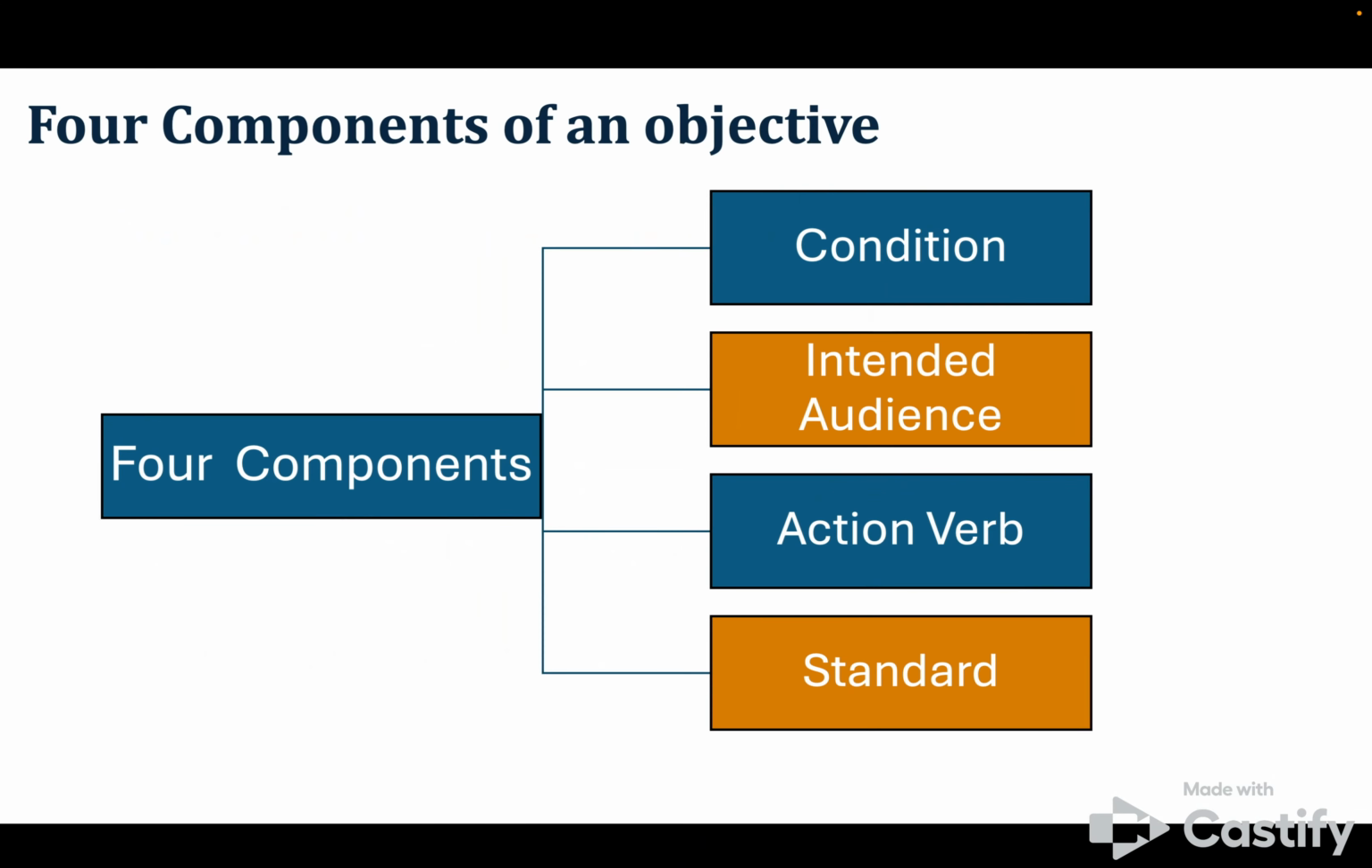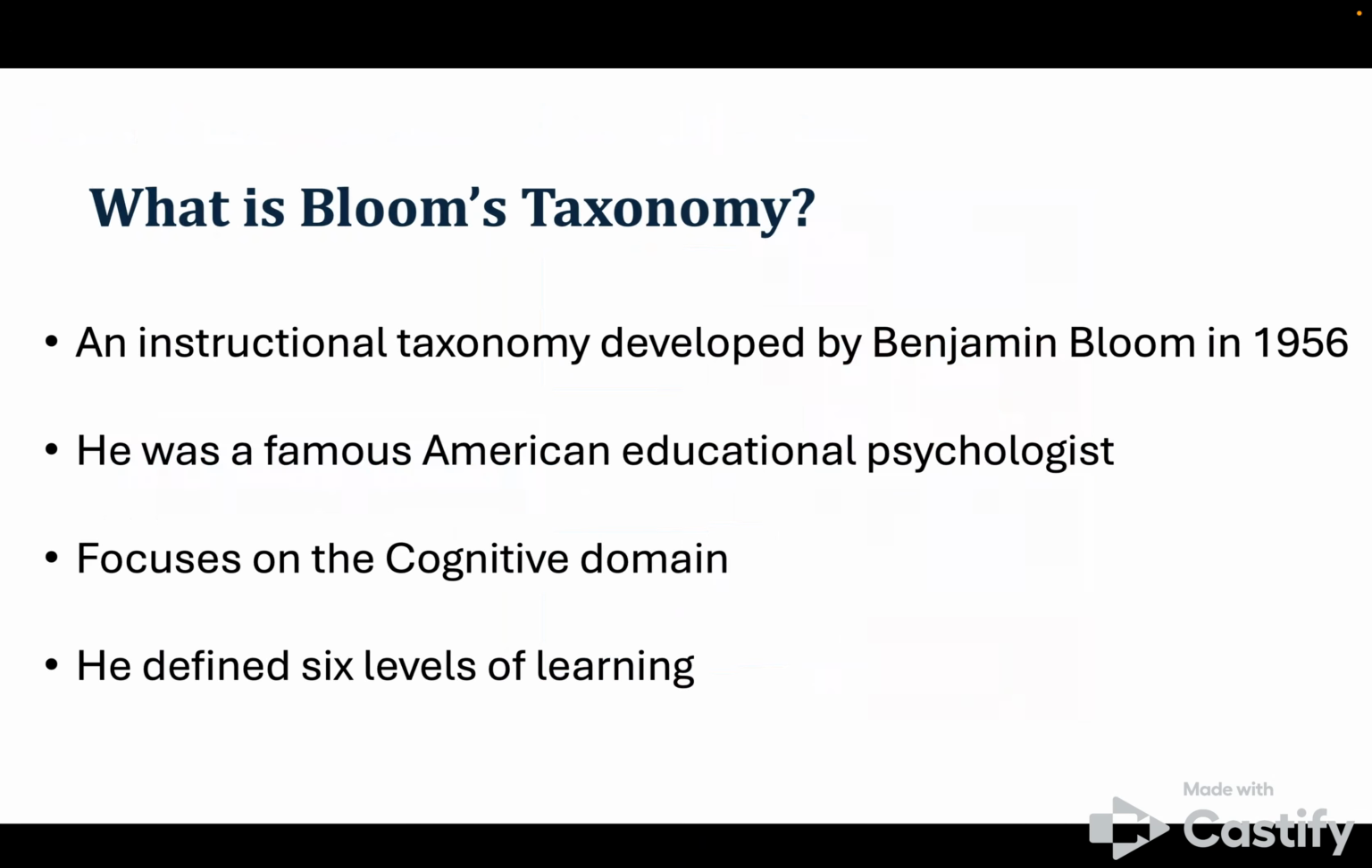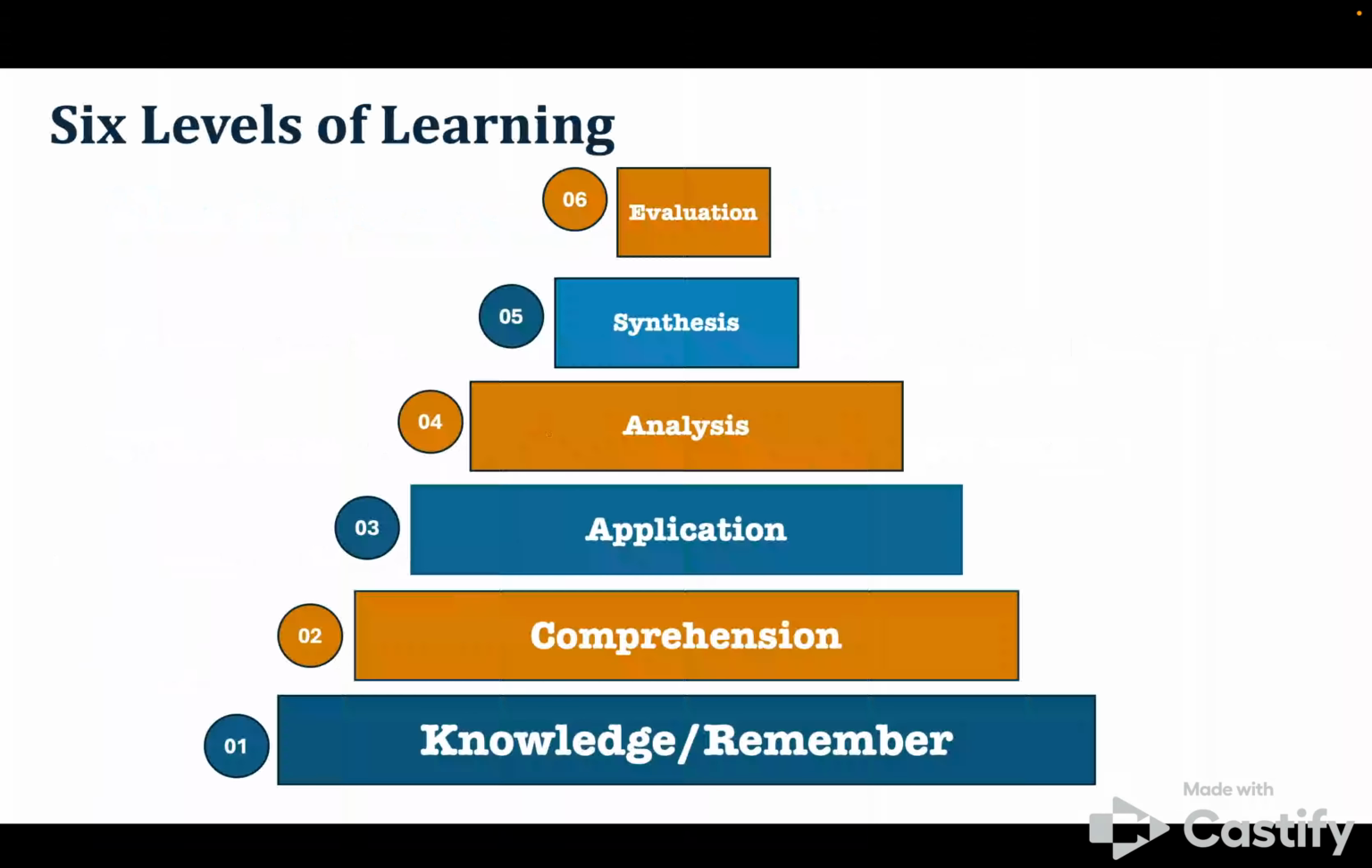Now that we've discussed instructional objectives and briefly looked at the other taxonomies, let's focus on Bloom's taxonomy. So what exactly is Bloom's taxonomy? Bloom's taxonomy is an instructional taxonomy developed by Benjamin Bloom in 1956. Bloom was a famous American educational psychologist. His framework focuses on the cognitive domain of learning, which deals with thinking and intellectual development. He identified 6 levels of learning that progress from simple recall to the more complex thinking skills.